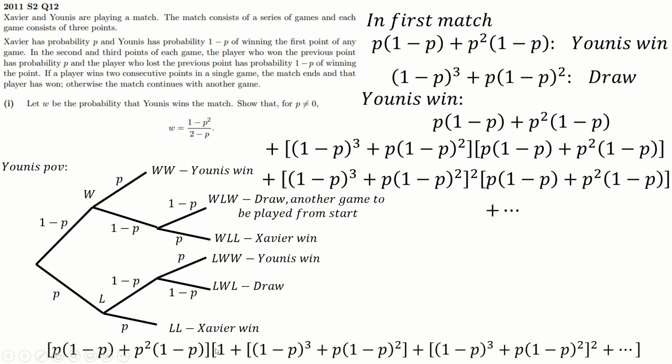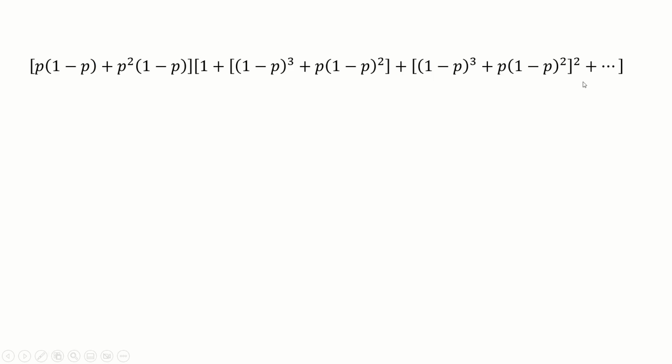And then it's just going to be 1, because of course this times 1 is itself, plus 1 lot of the draw probability, plus the draw probability squared, plus the draw probability cubed, and so on. And that's going to be the chance of him winning. That's going to be W equals. So we factorized out the chance of him winning on the first try, and then 1 plus the probability of him drawing, plus the probability of him drawing twice, and so on.